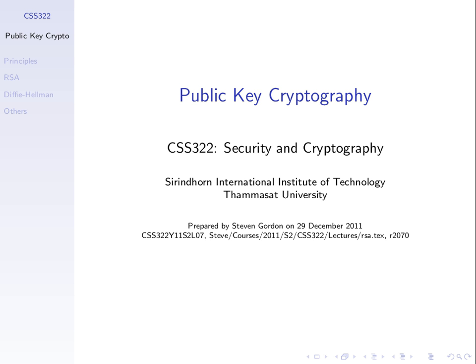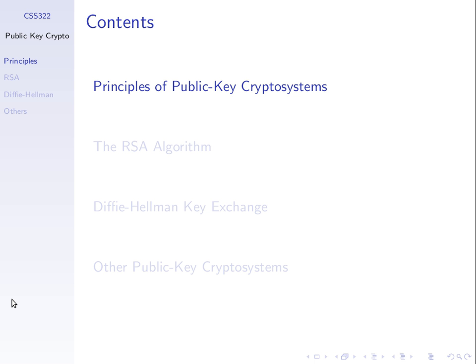Now we're looking at something different, public key cryptography, where we'll see that there are two different keys. One of them will be public, made known to anyone, including attackers. Let's look at the principles of how public key crypto systems work.